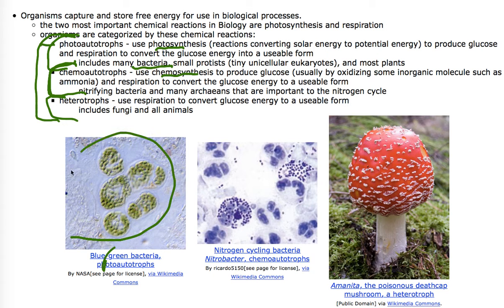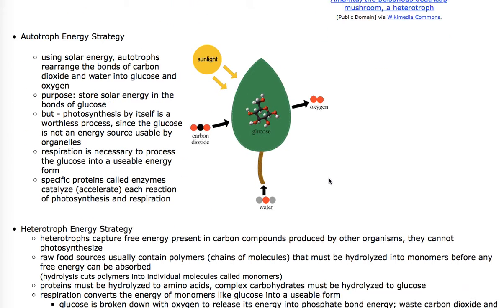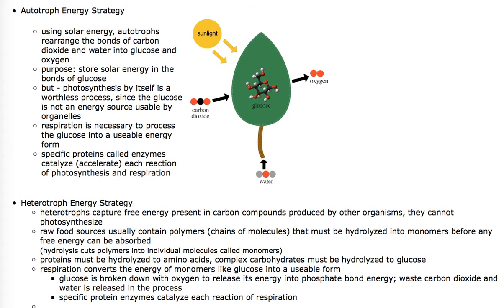So this is a photoautotroph. The little dots you see inside the cell, those are chemoautotrophs. And then the amanita mushroom, which is the famous poison mushroom that makes a really famous ribosome toxin, is a heterotroph. The mushroom is similar to us. It has to eat foodstuffs in order to stay alive. So now that brings us to the next topic here, the autotroph strategy.